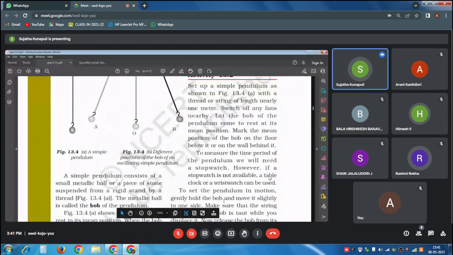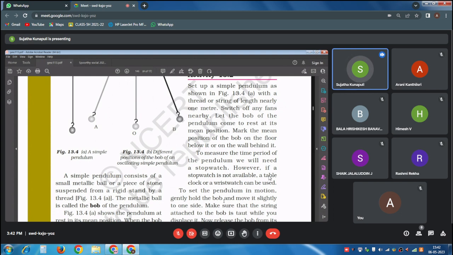So, set up a simple pendulum as shown in the figure, with a thread or string of length nearly 1 meter. Switch off fans nearby. Let the bob of the pendulum come to rest at its mean position. Mark the mean position of the bob on the floor below it or on the wall behind it. To measure the time period of the pendulum, we will need a stopwatch. However, if a stopwatch is not available, a table clock or a wristwatch can be used.